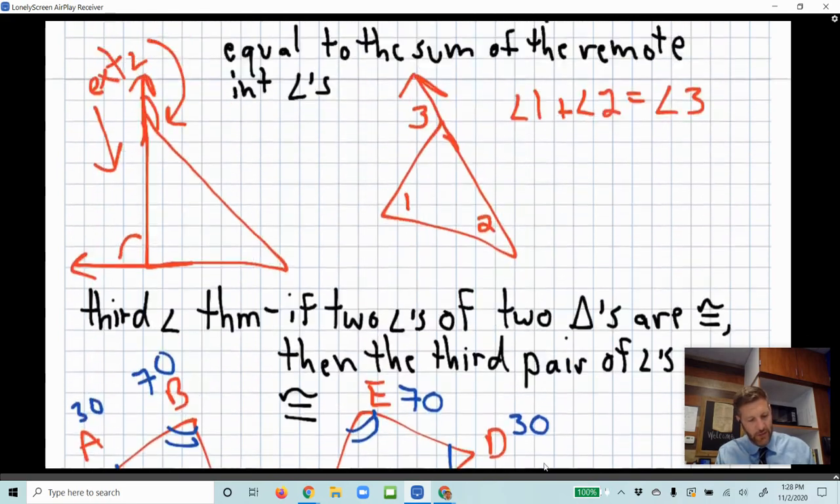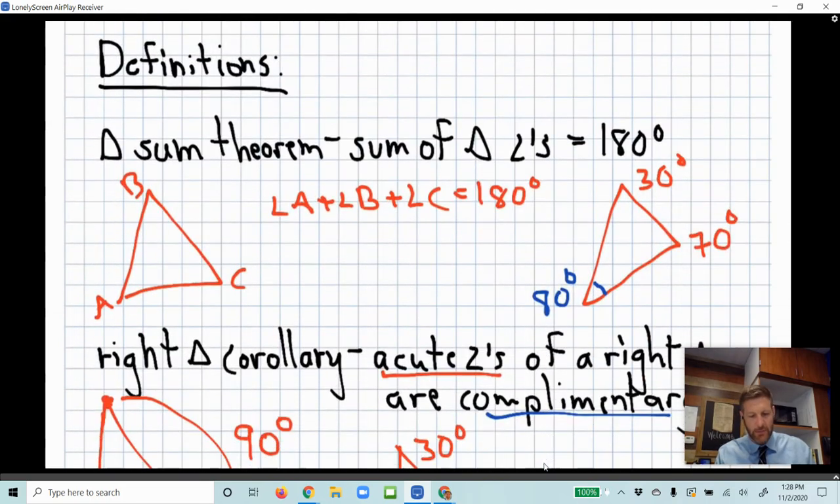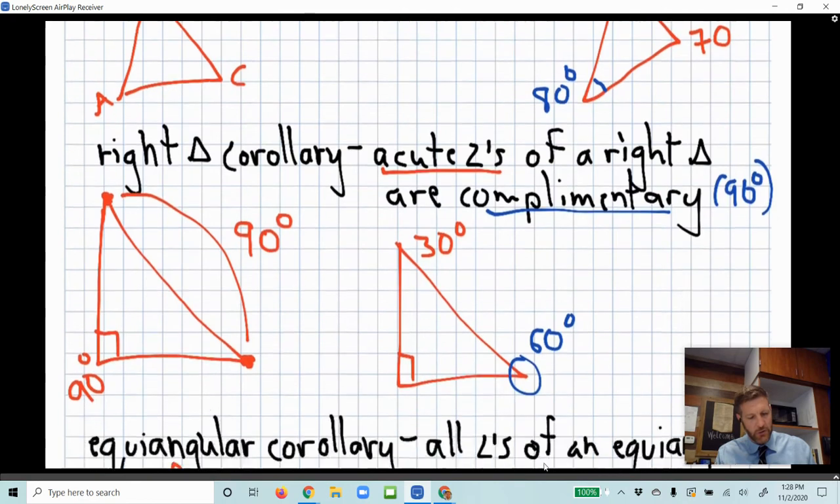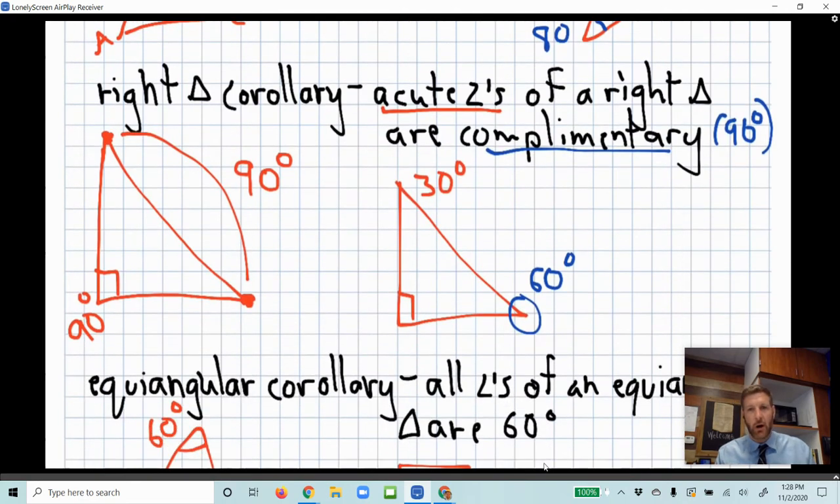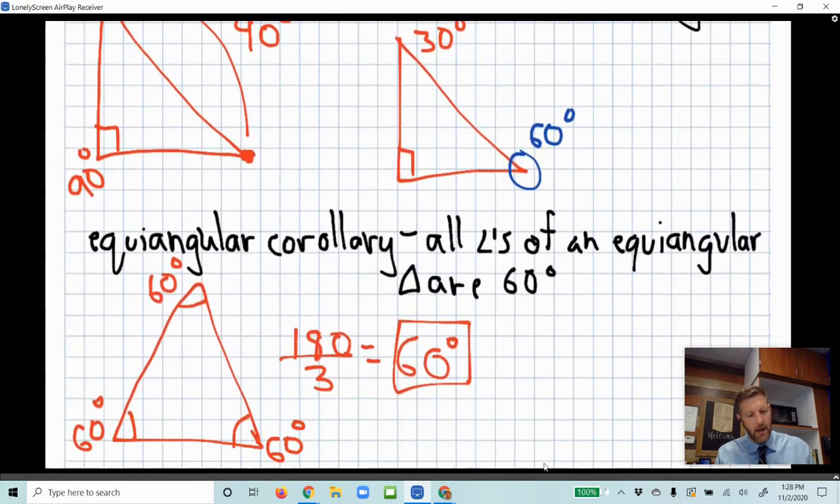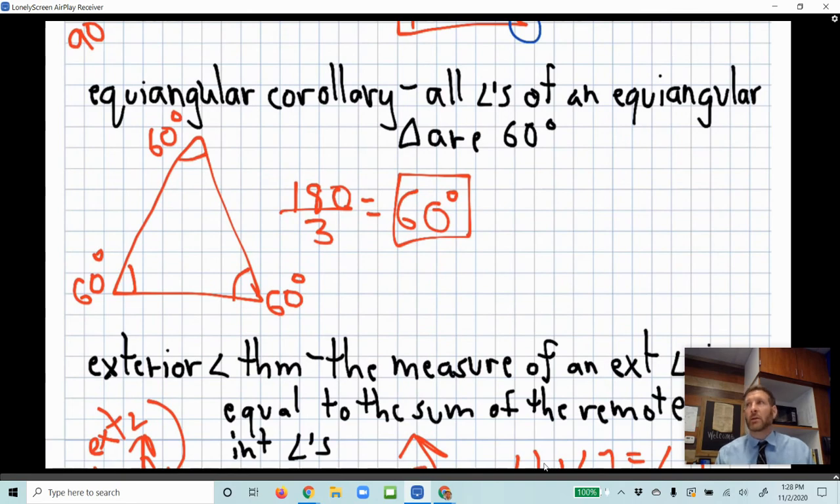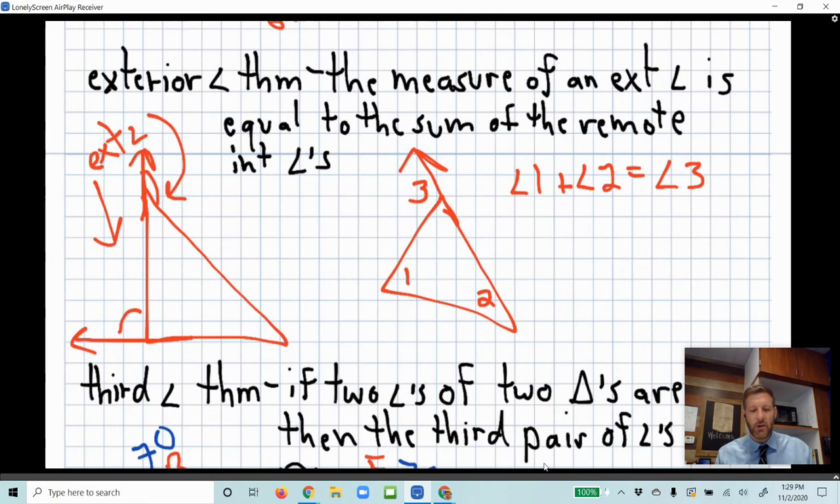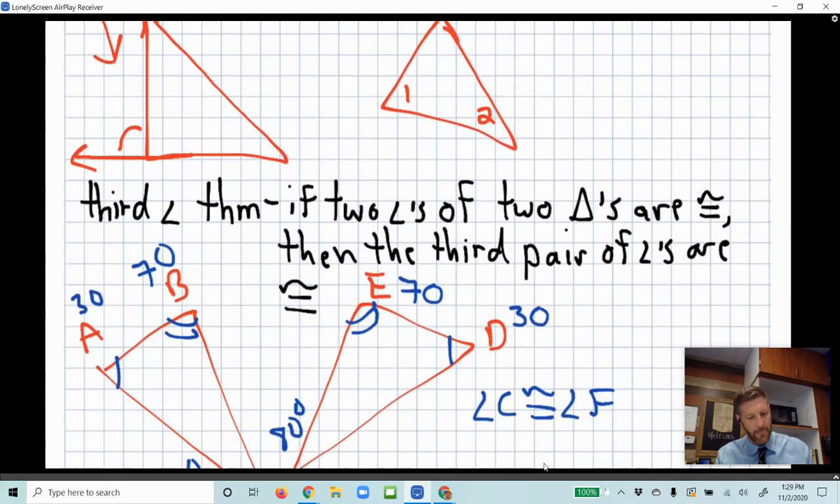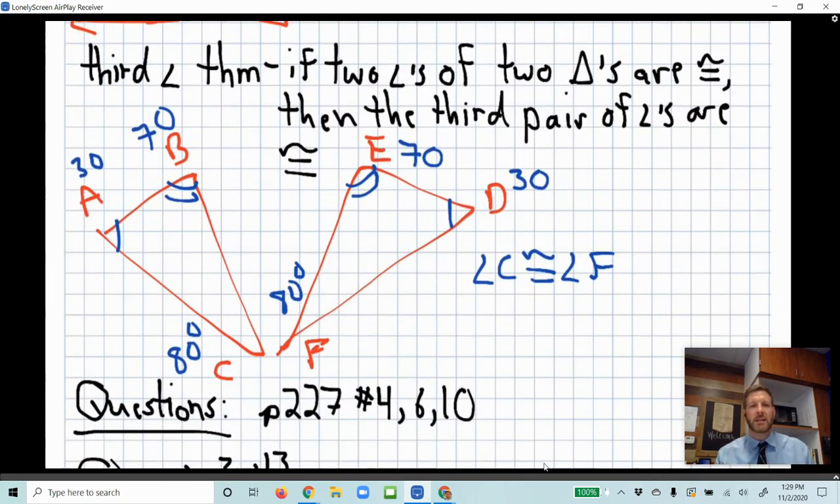All right, so that's our definitions. All angles add up to 180. The two acute angles of a right triangle are complementary, or add up to 90. All the angles in an equiangular triangle are 60 degrees. And the exterior angle of a triangle equals the sum of the two remote interior angles. That maybe is the biggest mouthful of all of them. And then the fact that if two sets of angles are congruent, the third set must also be congruent.